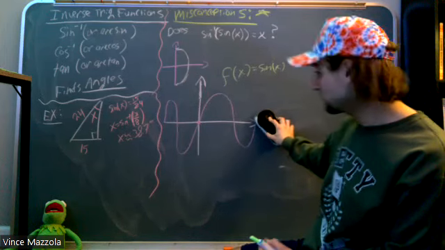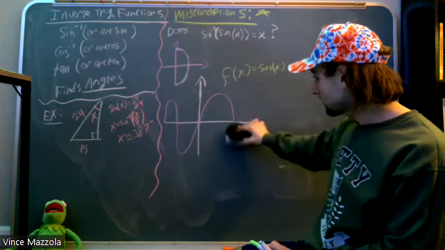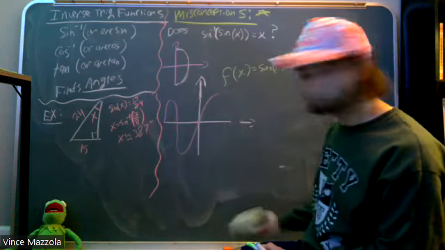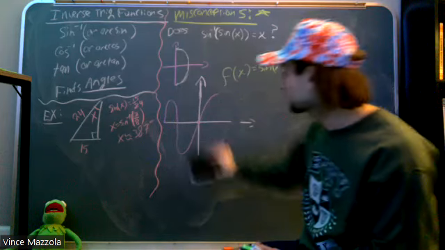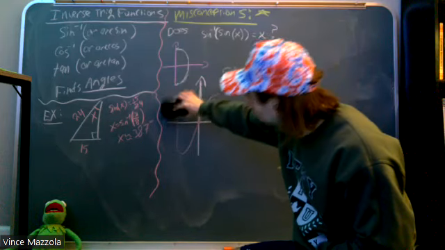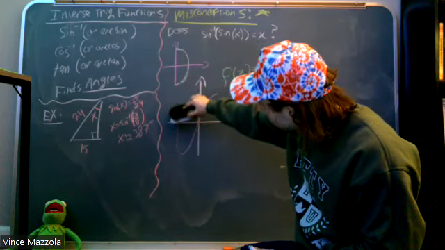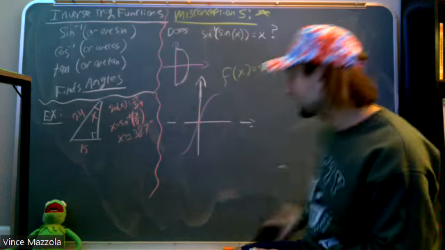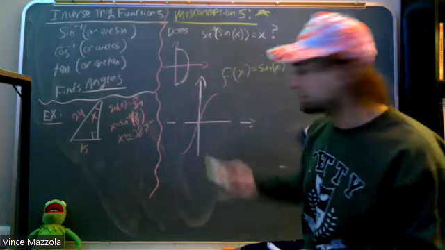So what you need to do is, typically, we're just going to chop off the domain until it passes the horizontal line test. We're going to chop a little bit off over here too, so that it does have the horizontal line test passed. And what are those values we chopped off at?